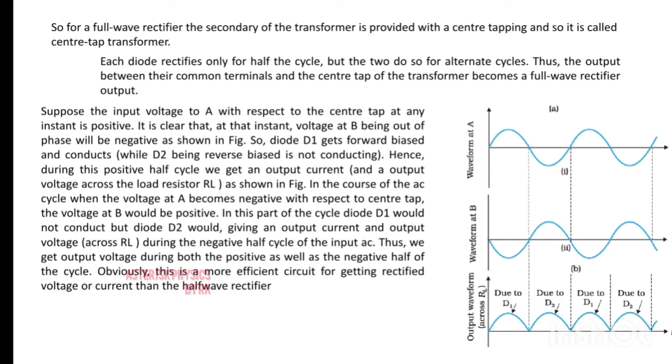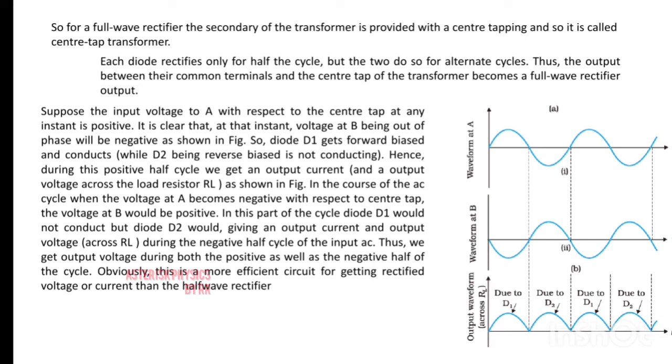So, diode D1 will be forward biased during that time period and diode D2 will be reverse biased. So diode D1 will conduct and correspondingly there will be a voltage variation across the load resistance RL, which is indicated in the third figure. So the first pulsating output is due to the diode D1.